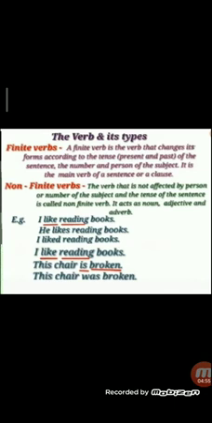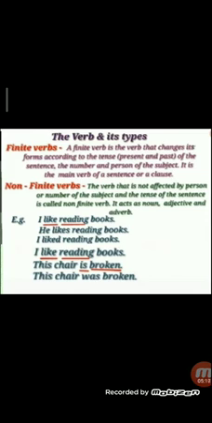Finite verbs are very flexible. वो हमेशा अपने आप को डिफरेंट वेज में एडजस्ट करने की कोशिश करता है. बट नॉन फाइनाइट डज नॉट वांट टू डू दैट. रीडिंग रिमेन्स एज इट इज. Now, I like reading books.